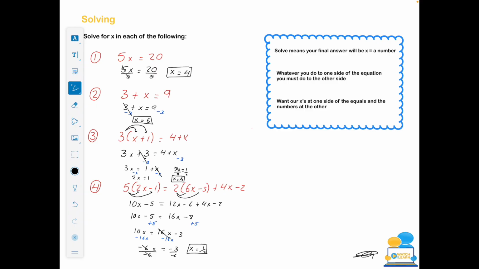So that's solving. They don't really get much trickier than that. You just need to follow your basic rules. It's a really common exam question. It's somewhere where you really need to be picking up marks.